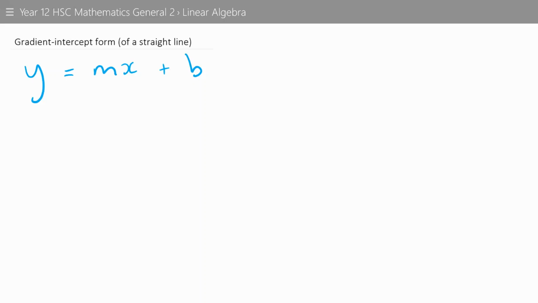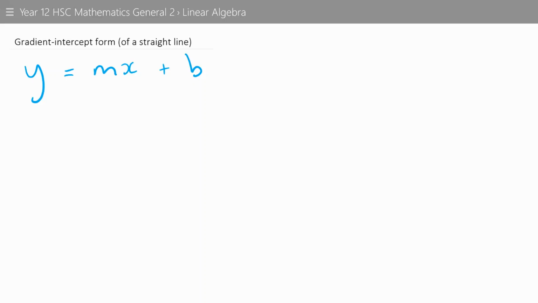Hi, in this video we're going to have a look at the gradient-intercept form of a straight line, and this is the form y equals mx plus b. So this is all about linear algebra. Linear just means straight line. Okay, so we're looking at straight lines, gradients, y-intercepts, we're going to be graphing these lines, and we're also going to be finding the equation of a line when the graph has already been drawn for us.